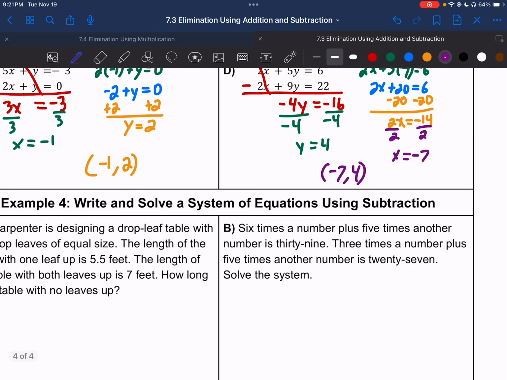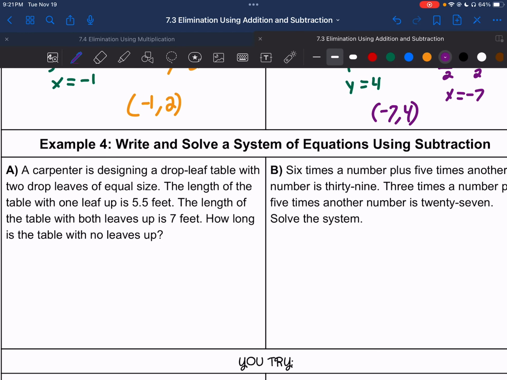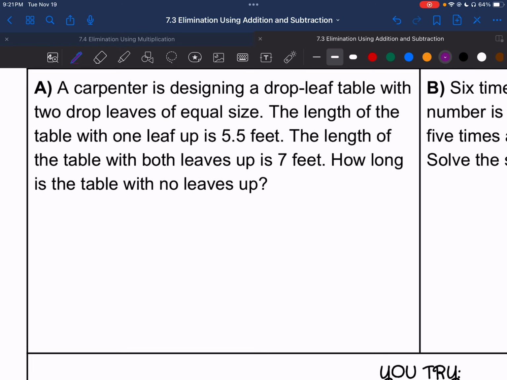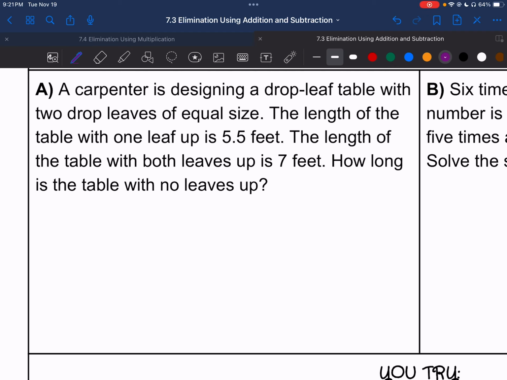All right. So if we look at example 4, now we're writing and solving a system of equations that's going to use subtraction. So letter A: a carpenter is designing a drop leaf table with 2 drop leaves of equal size. The length of the table with 1 leaf up is 5.5 feet. The length of the table with both leaves up is 7 feet. How long is the table with no leaves up?